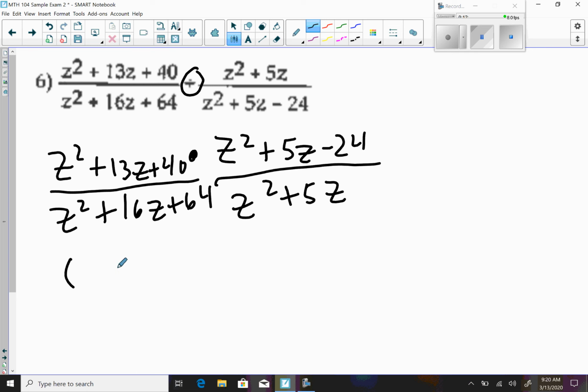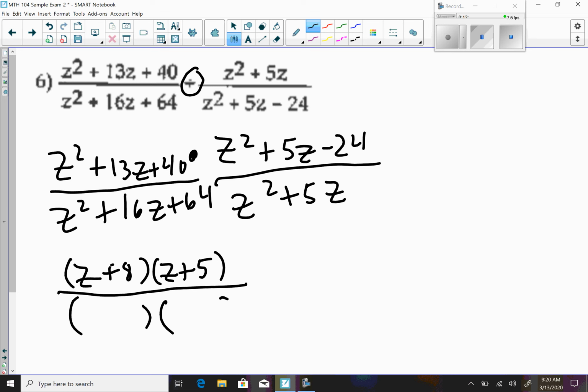The numerator, z squared is z times z. 40 is positive 8 times positive 5. Check outers and inners so you'll see why we used 8 and 5 and not any other way to get 40. The denominator, z squared is z times z. 64 is positive 8 times positive 8. Check outers and inners to see that you get 16z.